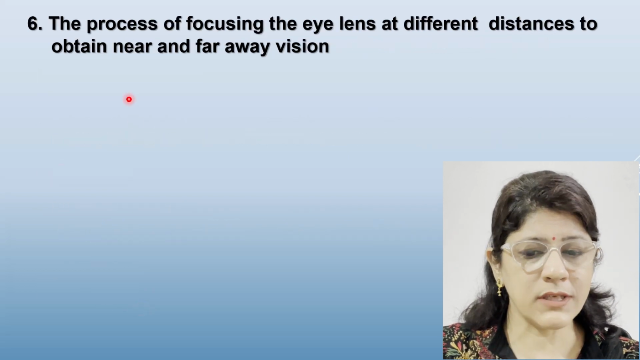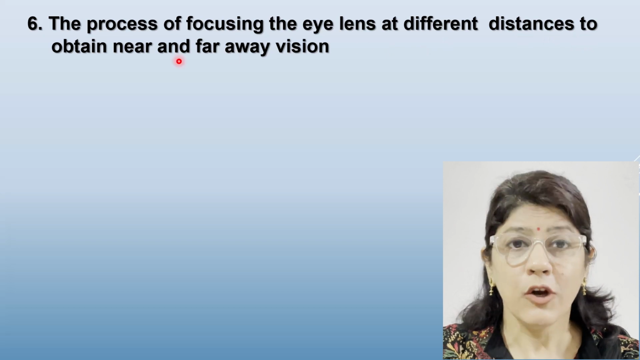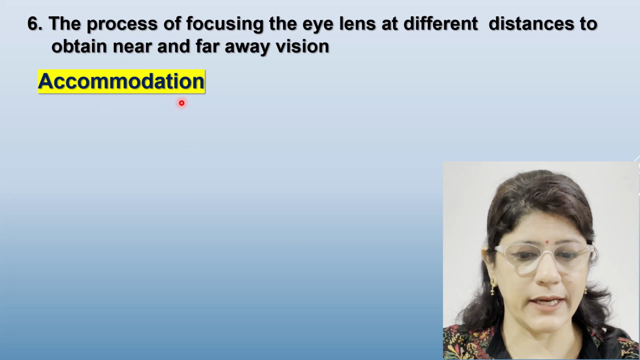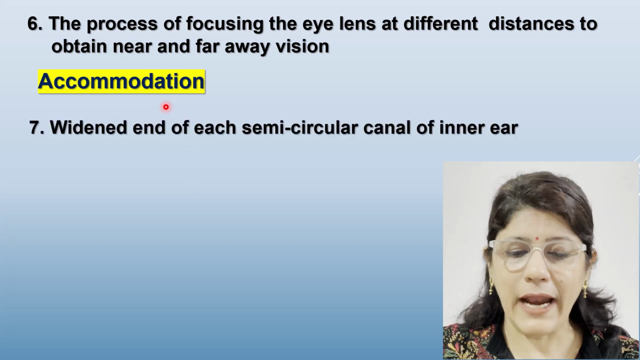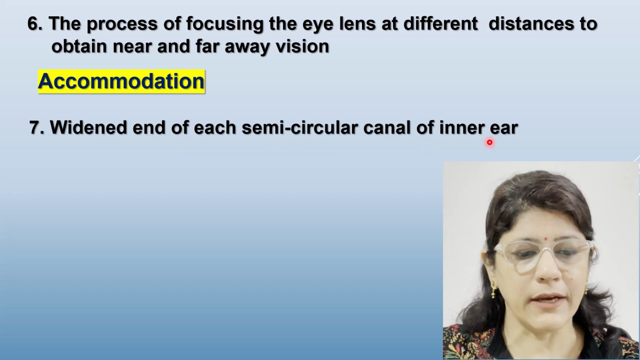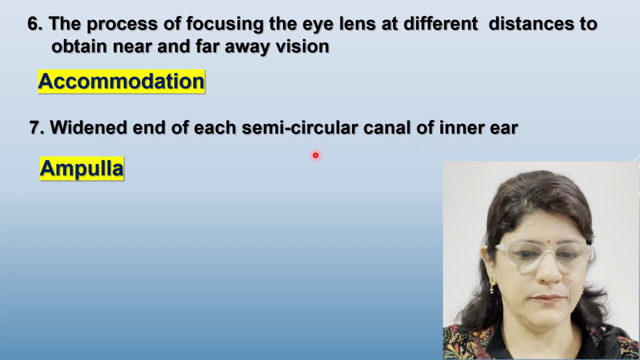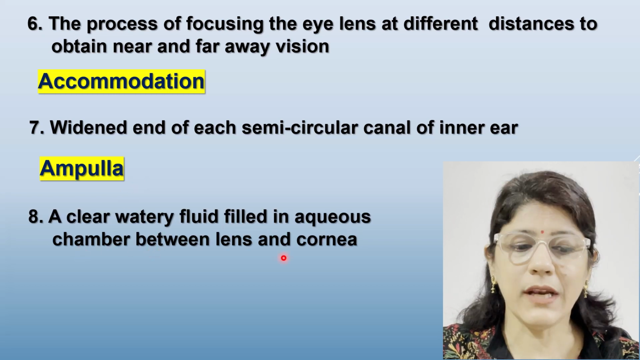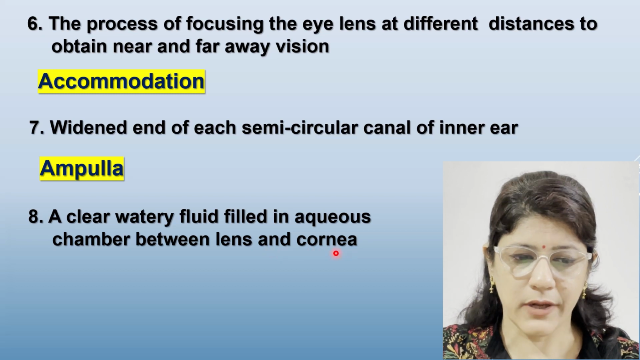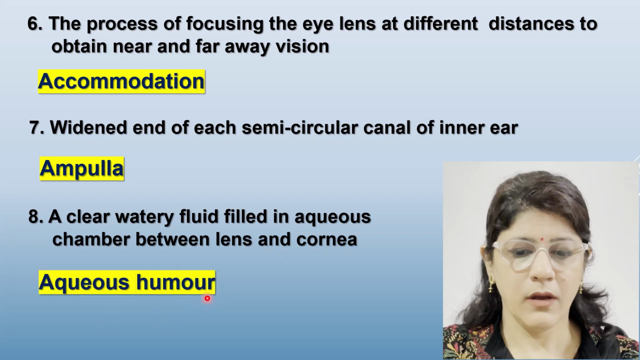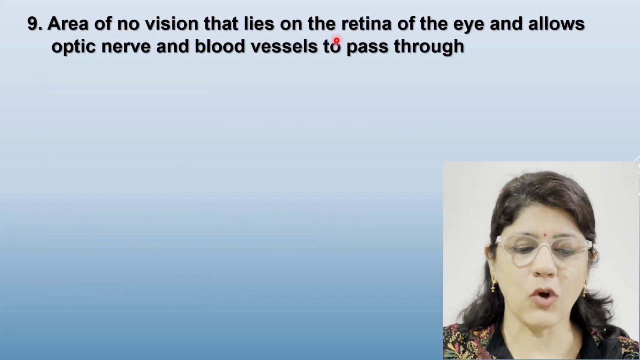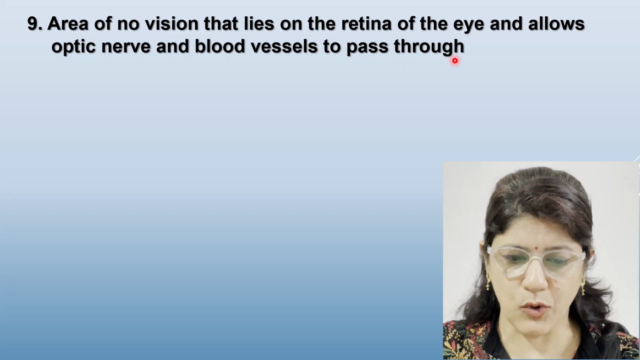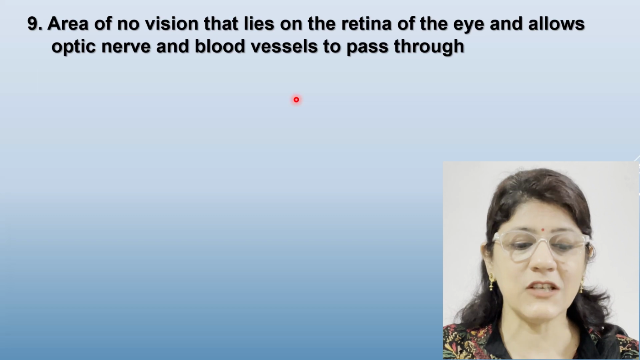The process of focusing the eye lens at different distances to obtain near and far away vision is called accommodation is the correct answer. Widened end of each semicircular canal of inner ear is ampulla. A clear watery fluid filled in aqueous chamber between lens and cornea, and this fluid is aqueous humor. Area of no vision that lies on the retina of the eye and allows optic nerve and blood vessels to pass through, and this area of no vision is blind spot.